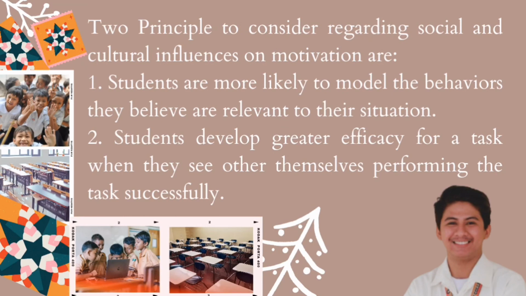Two principles to consider regarding social and cultural influences on motivation are: number one, students are more likely to model the behaviors they believe are relevant to their situation, and number two, students develop greater efficacy for a task when they see others or themselves performing the task successfully. Whenever a student watches another's behavior and then tries to imitate it, he or she is replicating the behavior. This is also known as social learning or observational learning. Modeling is a type of vicarious learning in which no direct instruction is required.